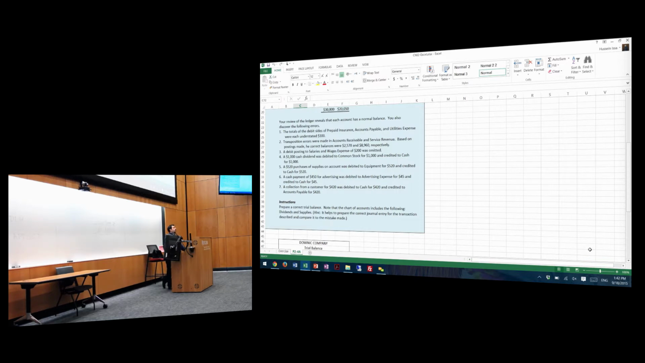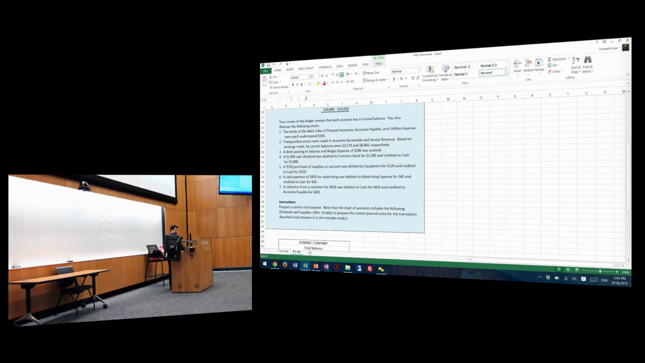Okay. So basically, this is where you will be asked to make certain corrections where the trial balance will actually balance. However, there will be some mistakes here, and you're expected to fix it. Okay? So for example, you have here the first one. The totals of debit sides of prepaid insurance, accounts payable, and utilities expense were each understated by 100. I personally find it easiest to do it this way. You write each one of them and the balance that you have.